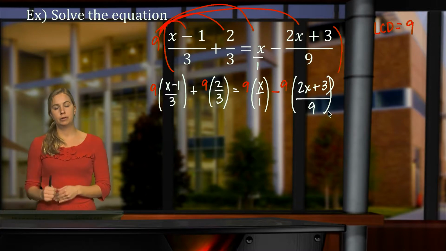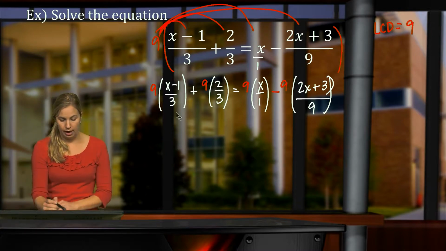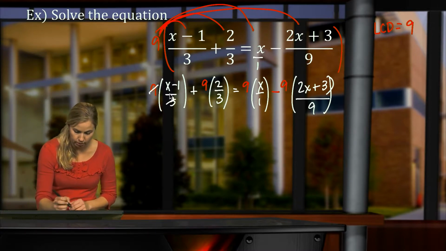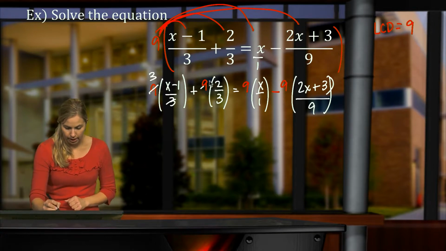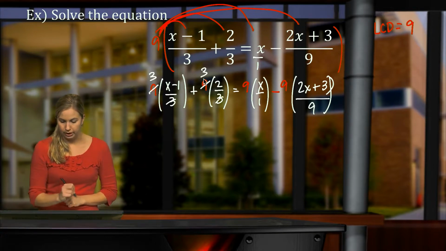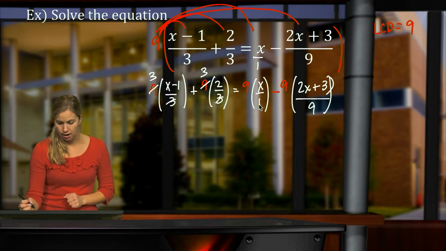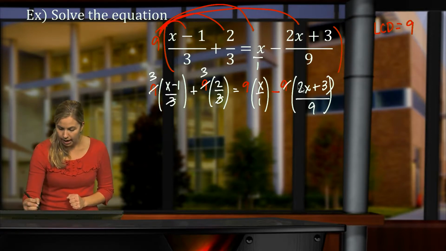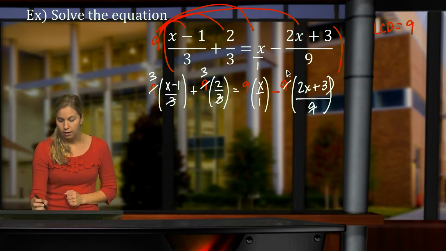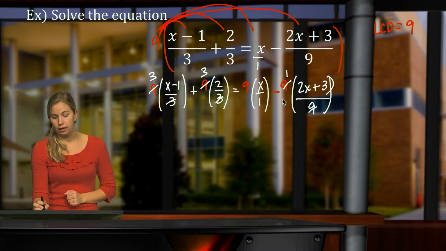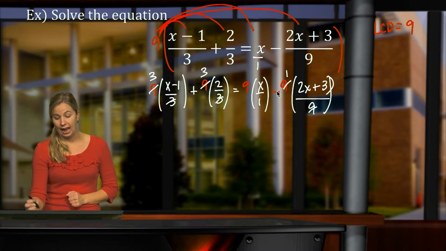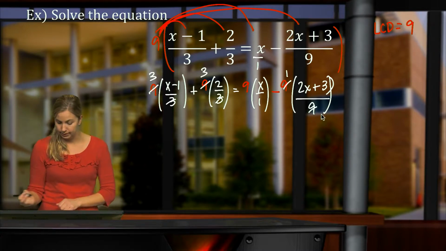So now I'll go through and I will simplify each term. 9 divided by 3 is 3. 9 divided by 3 is 3. 9 divided by 1 is 9. 9 divided by 9 is 1. But be very careful of this negative sign. That negative sign is still sitting outside of these parentheses.